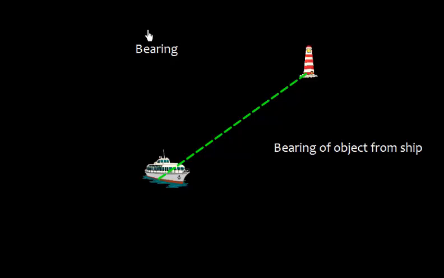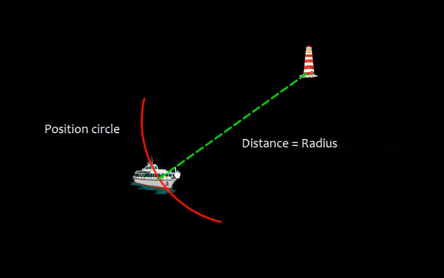So let us talk about position fixing on Earth. Suppose this is an object, that is a lighthouse, and we take the bearing. We can fix the position of the ship. If we have this bearing of the lighthouse from the ship, then the ship will lie somewhere on this line. Similarly, if we take the distance from the lighthouse and the distance is equal to the radius, we'll have a position circle, and the vessel will lie somewhere on this circle.